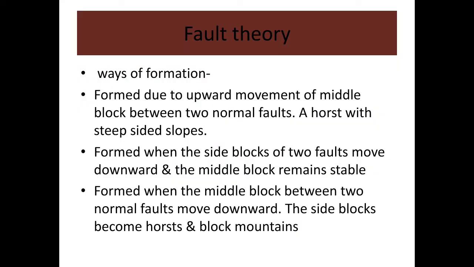Two theories are there to explain the evolution of block mountains. One is the fault theory, the other is the erosion theory. Many scientists spoke about the fault theory. They said that block mountains are formed by faulting and due to erosional activity. Some of them are Gilbert and W. M. Davis, and they said that block mountains are formed by faulting activity. They gave different kinds of formation.